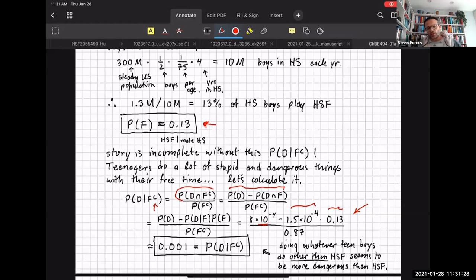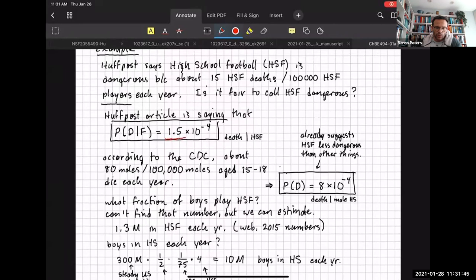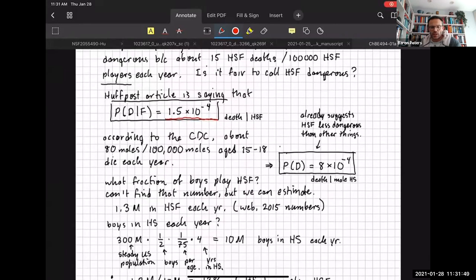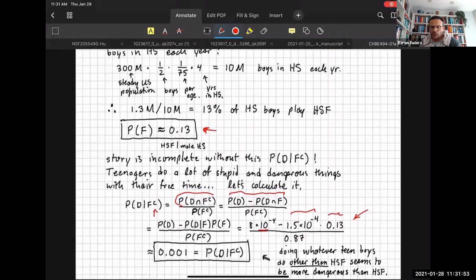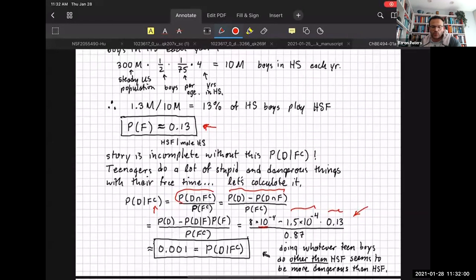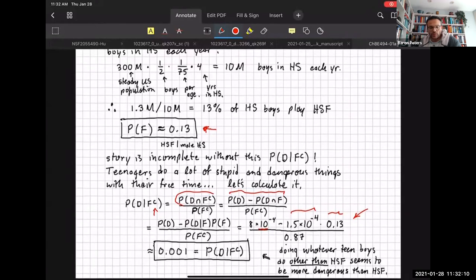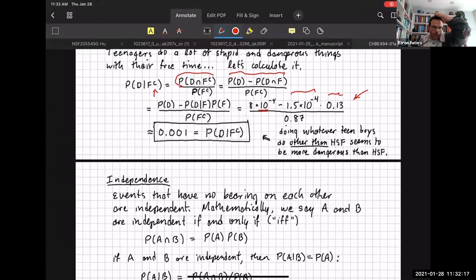And you see how we reduced this problem to something that wasn't given, and we turned it into things that were given information or that we could look up or estimate. The answer comes out to be 10 to the minus 3. So 10 to the minus 3 is larger than the seemingly scary number 1.5 times 10 to the minus 4. In fact, it's about 7 times larger. I wouldn't stand by that without a more careful analysis, but it's probably reasonably close to the right number, and it suggests that the story really is incomplete. Yes, nobody wants their kid to come home with broken ankles, but if we measure risk of this game by death, and we use the available data, it turns out that the claim that it's dangerous really isn't supported. Okay, so let's go on and talk about independence.